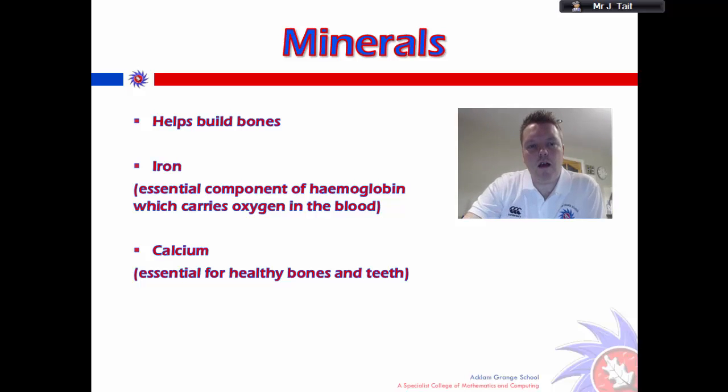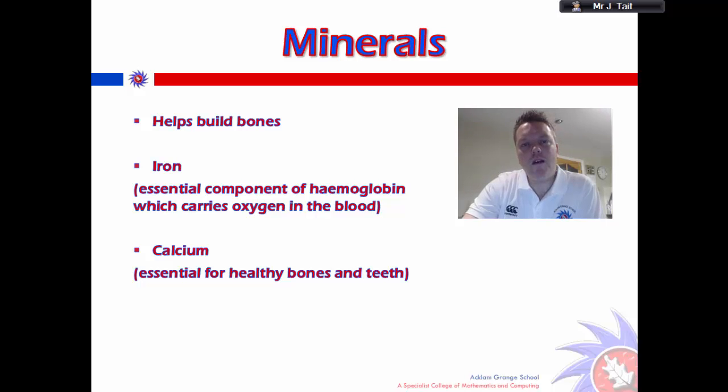Right, onto minerals. These help build our bones, and that's very important, because we can't have our bones becoming brittle and easily breakable. Two main types there. We've got iron and calcium, and the iron is, again, we're talking about hemoglobin, like we were in the last slide. Very important, because it carries oxygen in the blood, and that's really important for that to get around the body, and for that to enable us to be efficient as not only a human being, but also as an athlete.